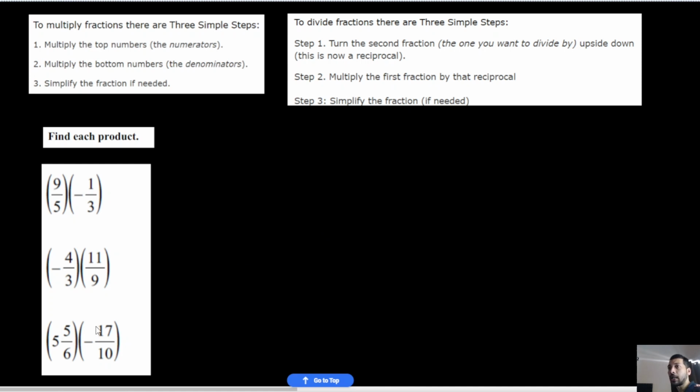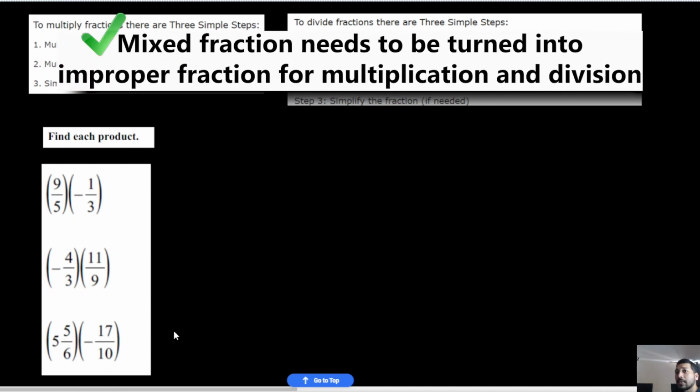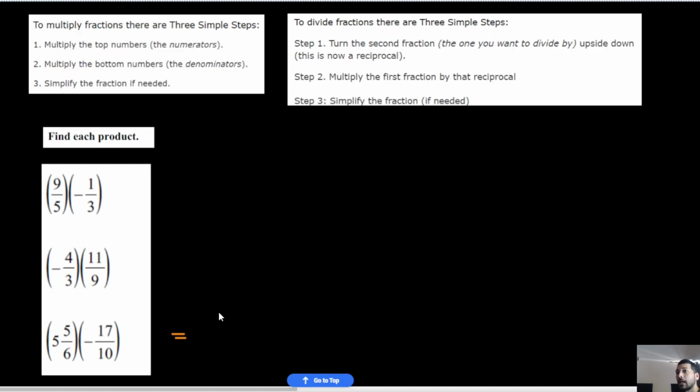Here we have a mixed fraction, 5 whole 5 over 6 times negative 17 over 10. Negative 17 over 10 is also a mixed fraction, but this is simplified to an improper fraction. Now our strategy is we convert the mixed fraction into an improper fraction. So 5 whole 5 over 6 can be written as 5 times 6, that is 30. 30 plus 5, that is 35 over 6 times negative 17 over 10.